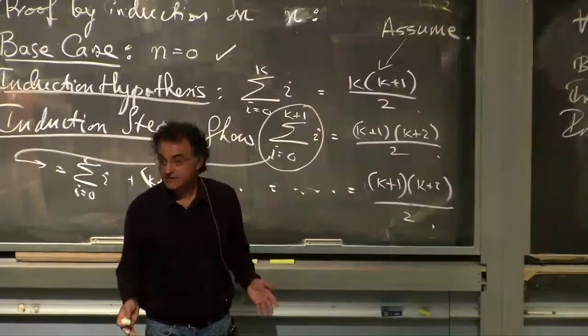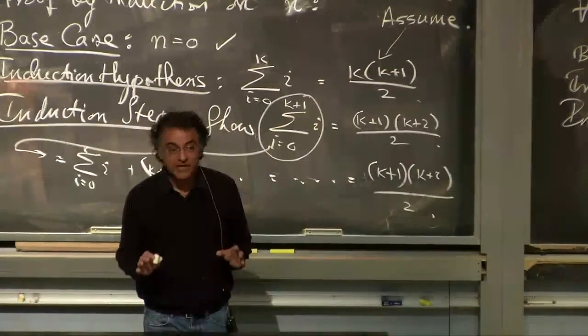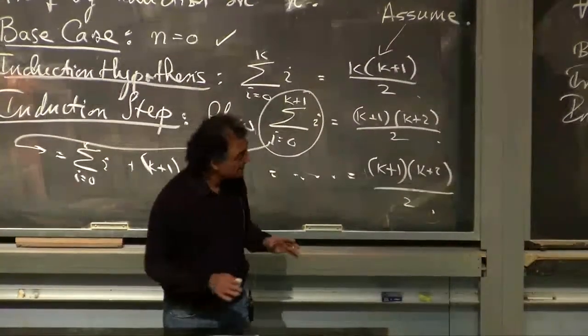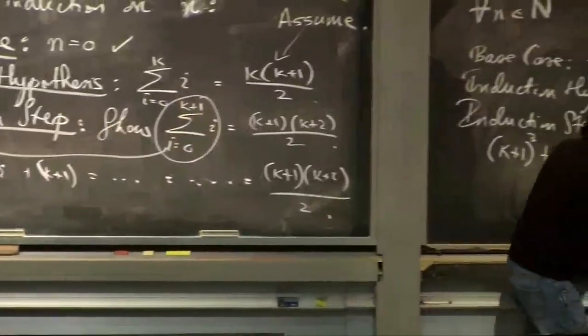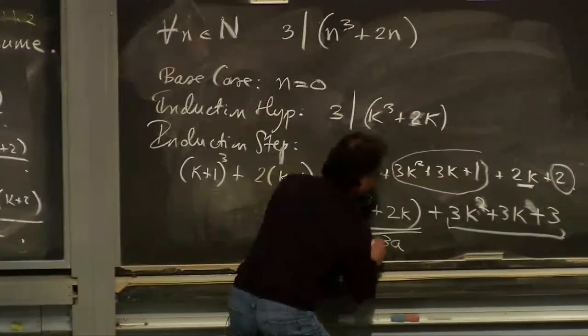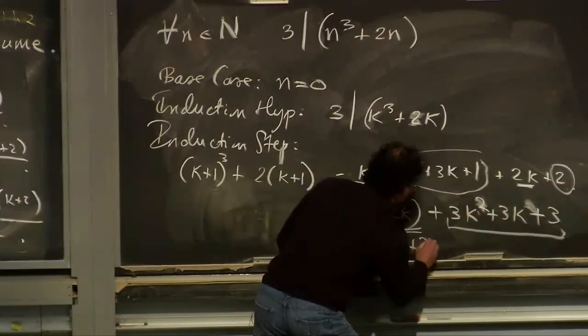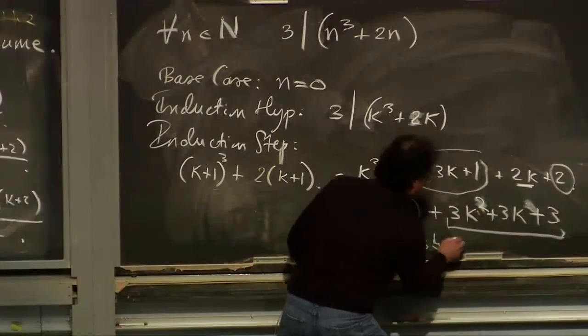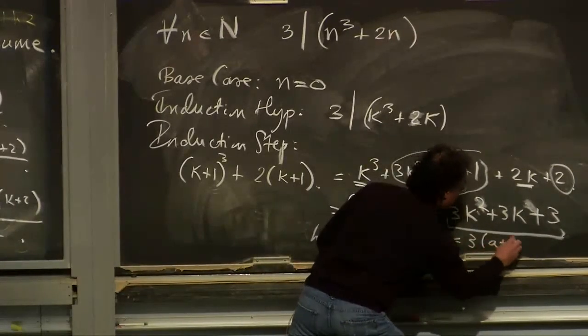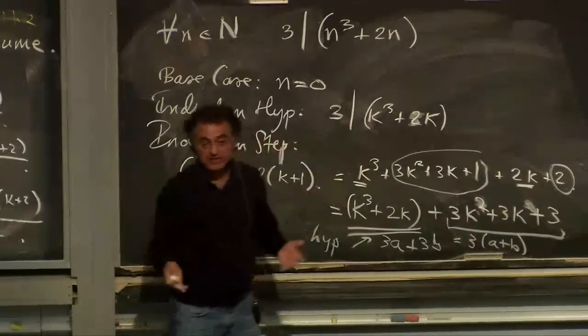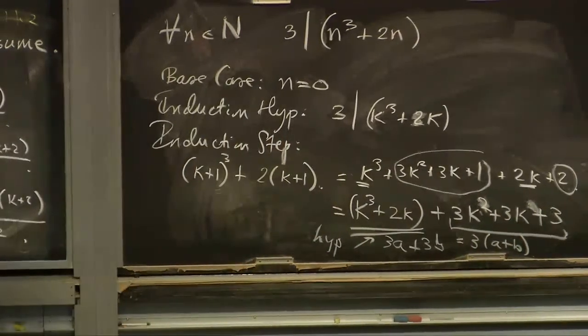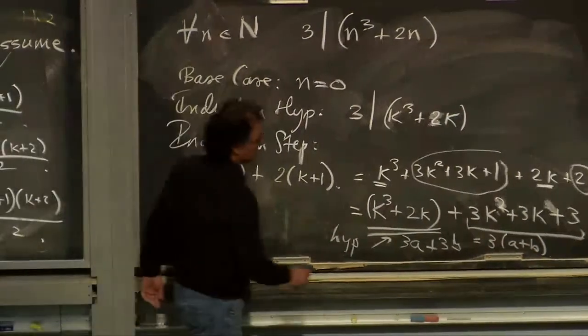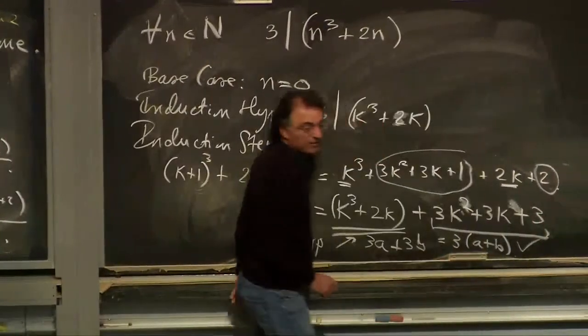Yeah? Is everyone happy with that? Is that too fast? This is divisible by 3. It's of the form 3 times a. This is of the form 3 times b. So it's of the form 3 times (a plus b). So it's divisible by 3. So we are done. So that's the end of the proof by induction.